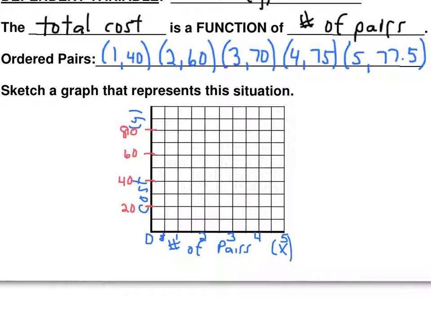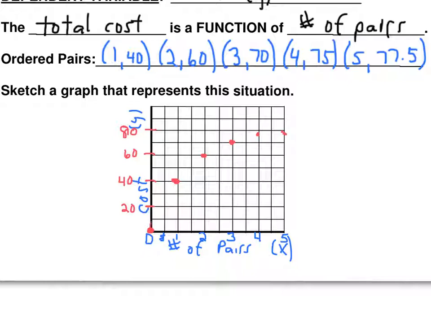All right, now we're going to graph. Wherever we see 1, we're going to put a point there at 40. Now, if you buy 0 pairs of shoes, how much are you going to pay? So let's go ahead and put a point there. Because if you buy 0 shoes, you're going to pay $0. If you buy 1 shoe, you're going to pay $40. If you buy 2 shoes, you're going to pay $60. 3 shoes, we said 70. So that would be there. 4 shoes, we said 75. That would be there. And then 5 shoes, $77.50.